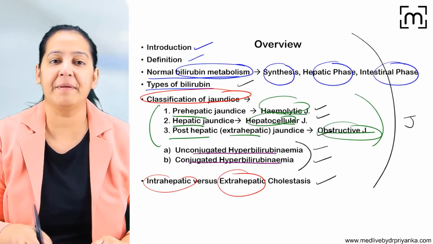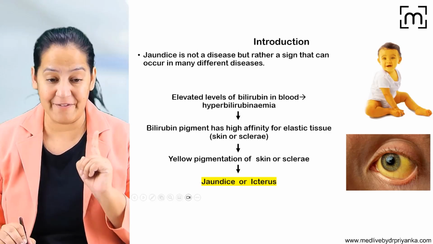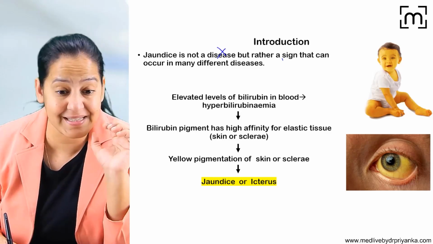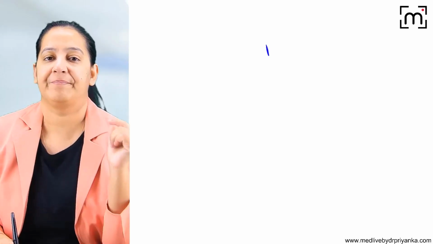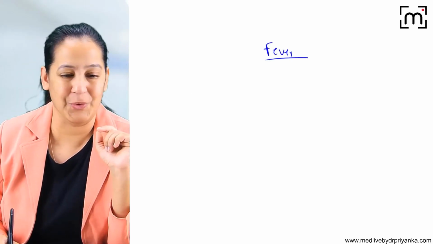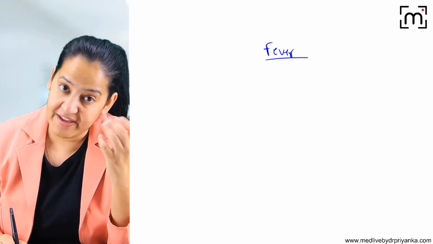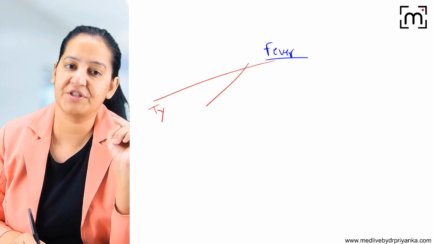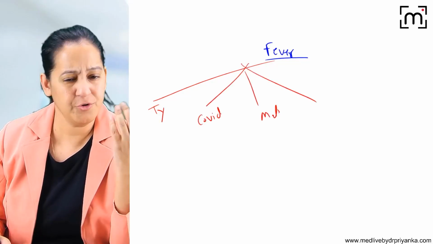So first of all, let me give you the introduction of jaundice. What is jaundice? First thing I would like to say, jaundice is not a disease. It's a symptom. You can say it's a sign rather. So it's a sign, it's not a disease. For example, fever. Is fever a disease? No. Fever is not a disease. Fever is a symptom. Fever can represent various underlying diseases. The patient can have fever due to typhoid. The patient can have fever due to malaria, due to COVID, due to various reasons.